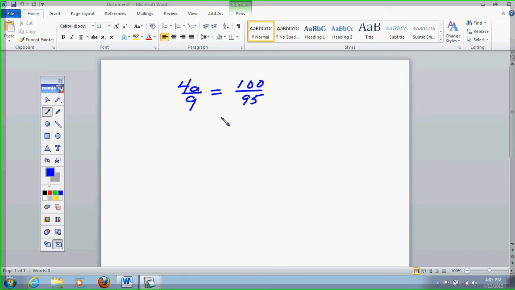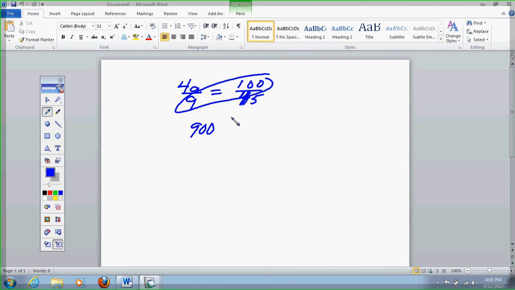And I want to solve for a. I hope I didn't write this down wrong. This could be a 4 right here, but we'll solve it for 95. So how do I solve a proportion? I want to cross multiply. So I cross multiply here and here. 9 times 100 is 900. I think this is a 4. I'm going to go ahead and change it to a 4 and just gamble that it is.